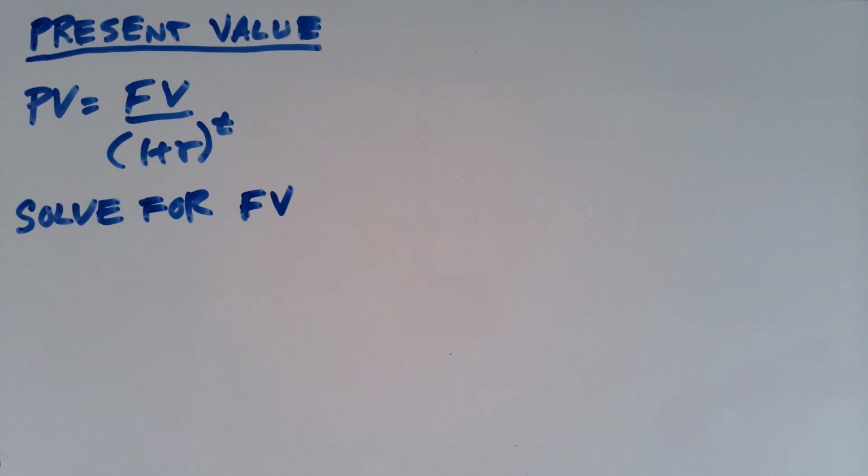Now, the first thing we're going to do is solve this for future value. But before I do that, let me explain why this is the most important equation in all of finance. It's because the price or value of anything is the sum of the present values of all of its future cash flows discounted at a rate appropriate to the risk of those cash flows. And so this formula is the basis for pricing everything.